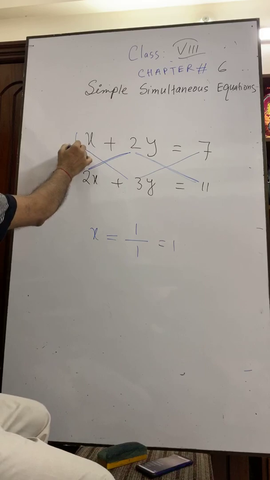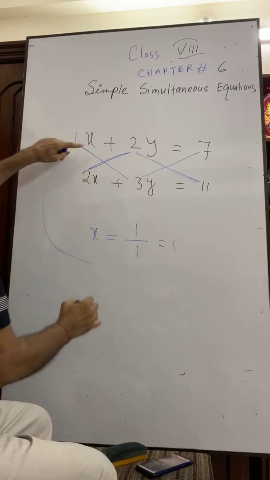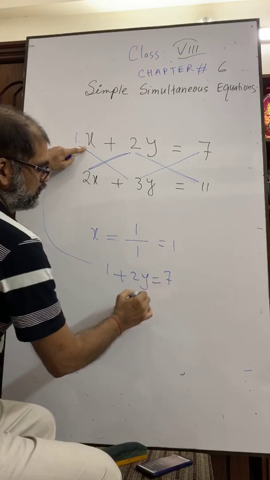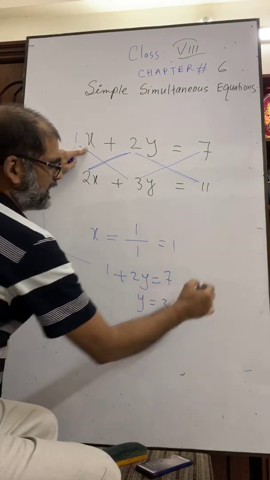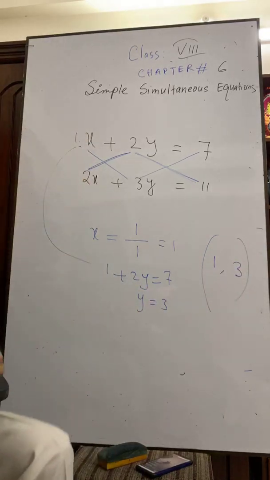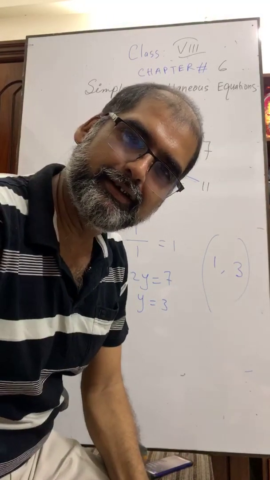Now, I can put here the value of x equals to 1. That is 1 plus 2y equals to 7. So y equals to 3. So we are getting answer 1, 3. I think, my dear students, you have got me.